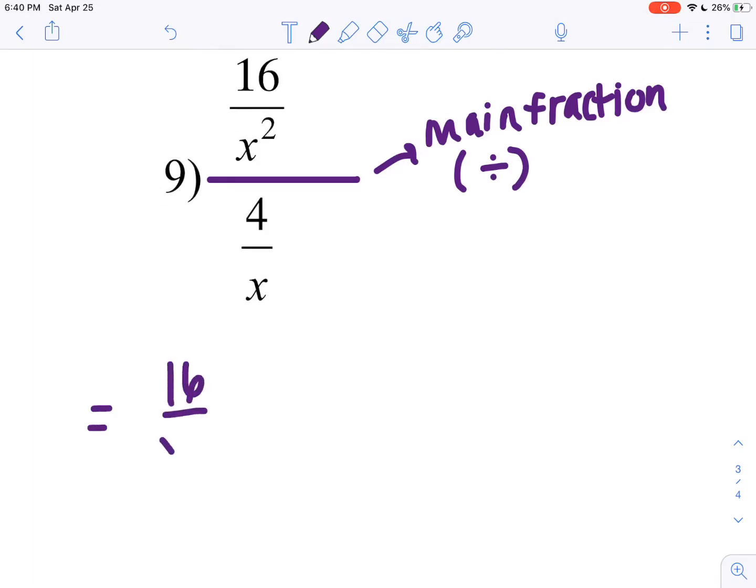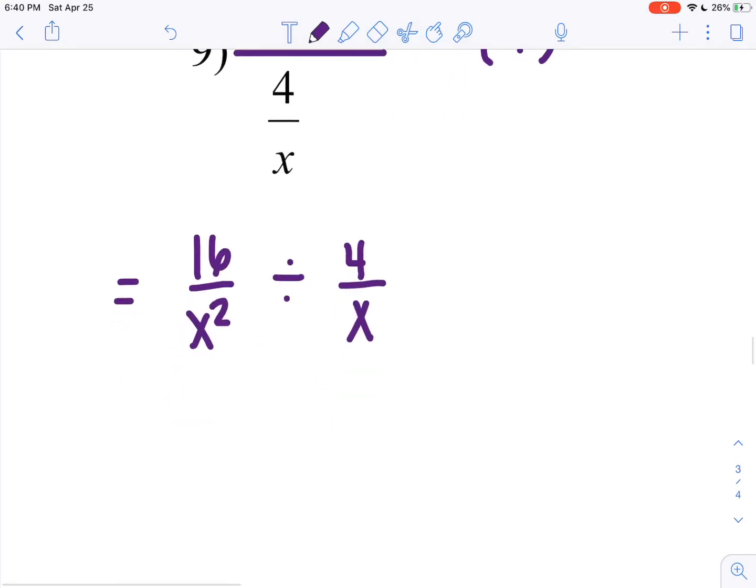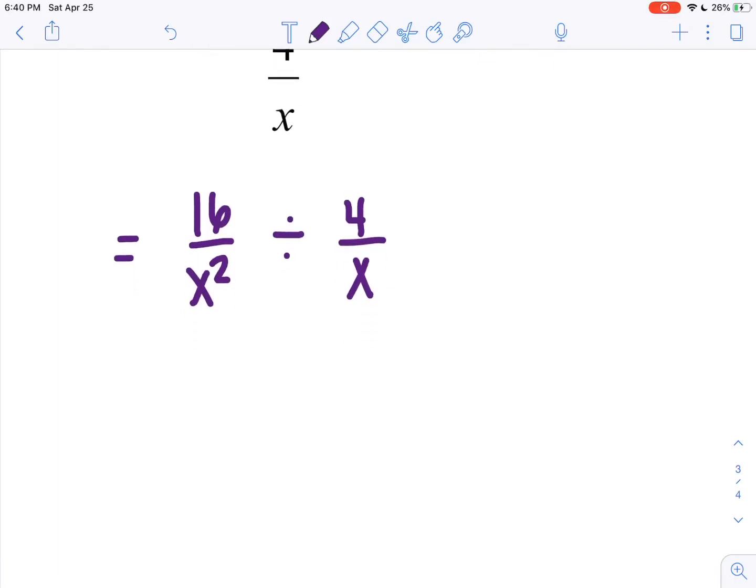So it's going to be 16 over x squared. So you read it from top to bottom. And then since I hit the main fraction bar, I'm going to write a division sign. And then I'm going to write the denominator, 4 over x. Well, you just saw this. You just learned how to do this. All I have to do to divide this is keep, change, flip.